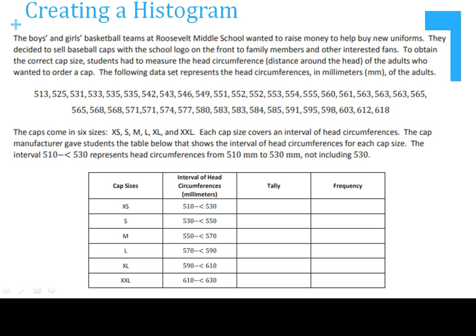Creating histograms. In this example, we'll see how to create a histogram from the data values from this given experiment. The girls and boys basketball teams at Roosevelt Middle School wanted to raise money to help buy new uniforms. They decided to sell baseball caps with the school logo on the front to family members and other interested fans. To obtain the correct cap size, students had to measure the head circumference, the distance around the head, of the adults who wanted to order a cap. The following data set represents the head circumference in millimeters of the adults. Please look at the numbers listed.